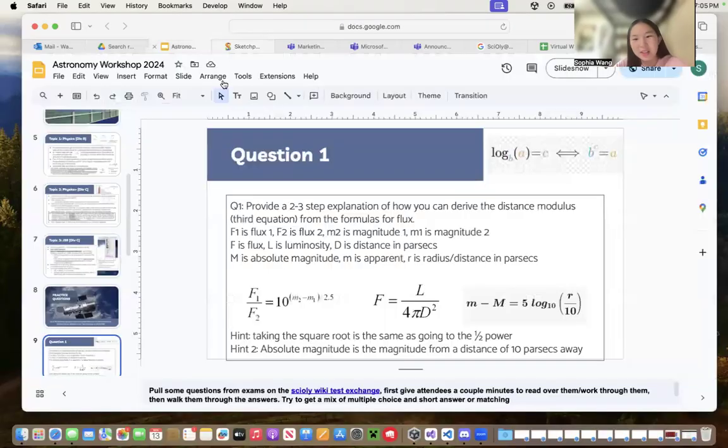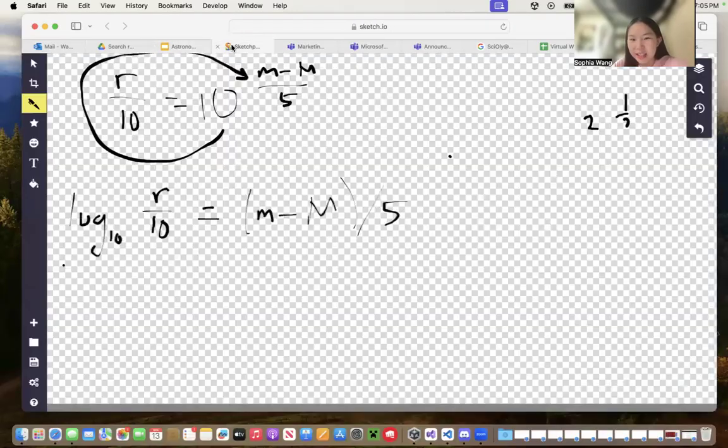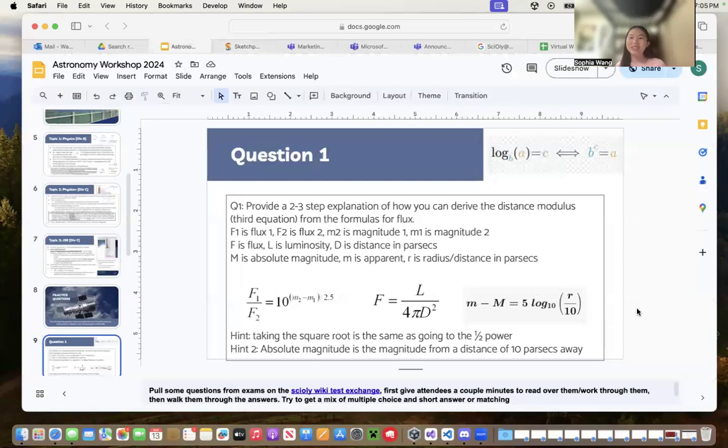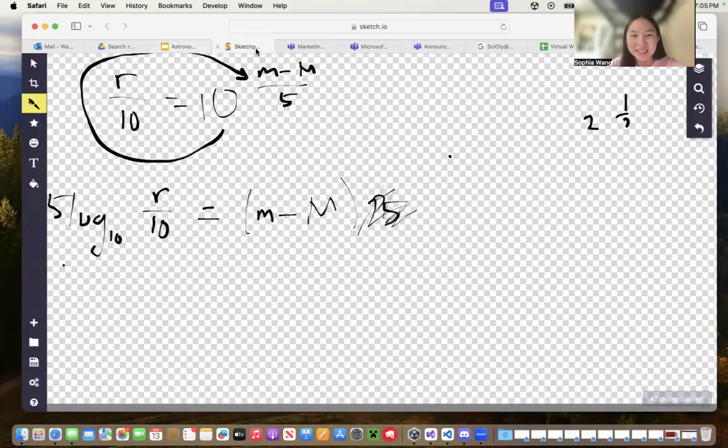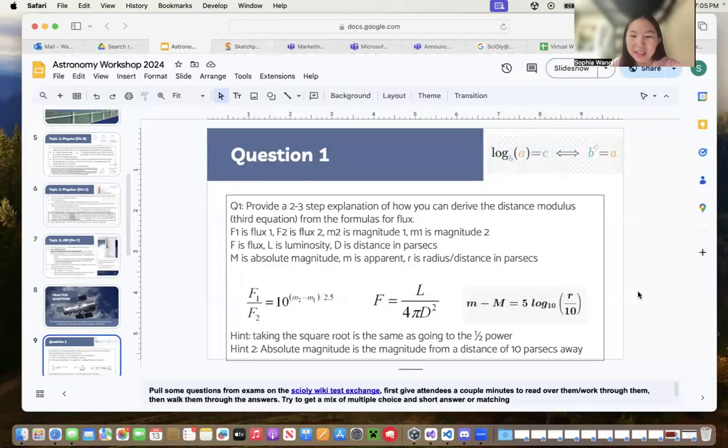Wow, and this looks a lot like our equation right here. The last step is just to multiply both sides by 5, of course, and then this drops out. And that's our equation. We solved it. We have the distance modulus. You guys just derived the distance modulus yourselves. Wow, incredible. So yeah, this is a pretty hard question.